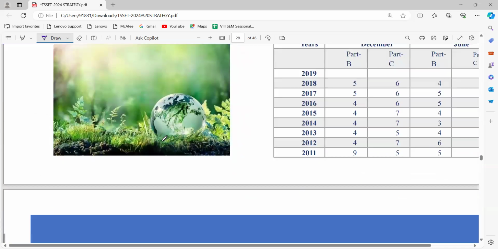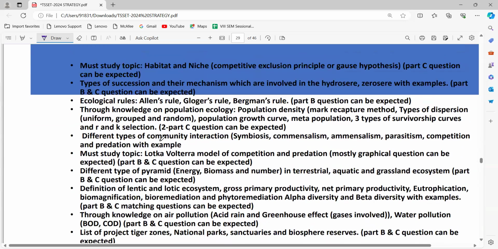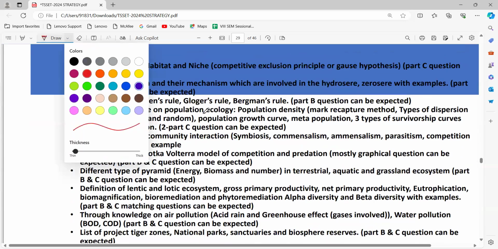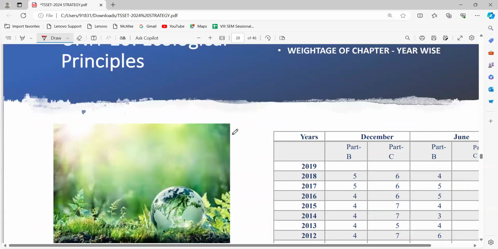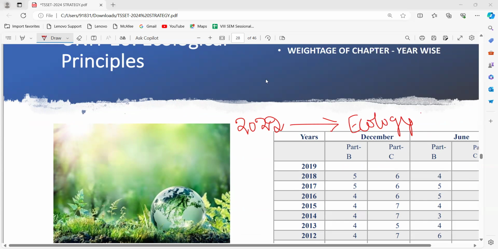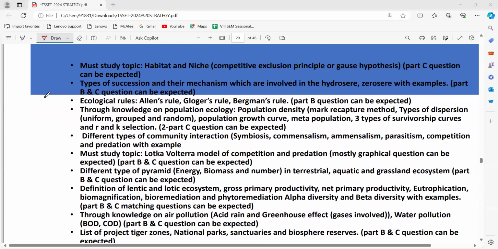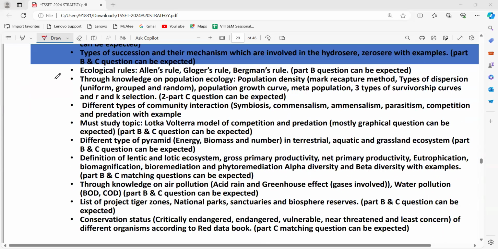Then the next subunit that no student should leave is the chapter of ecology. Friends, if you look into the 2022 question paper, the highest number of questions appeared from ecology, surprisingly. But in the 2023 paper, they covered almost all the units. So what do you have to read in ecology? I will explain in simple words.